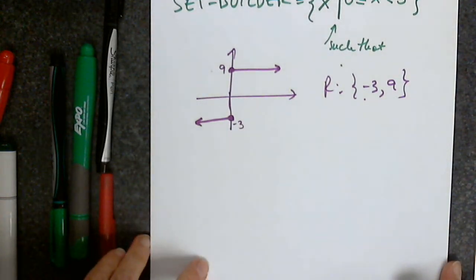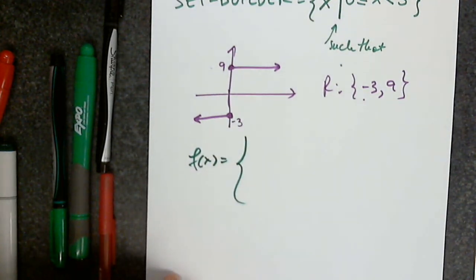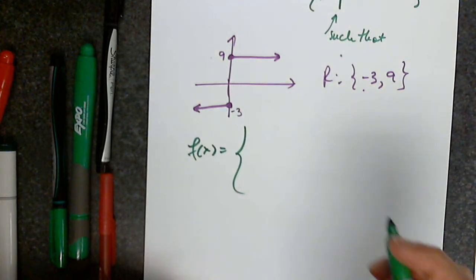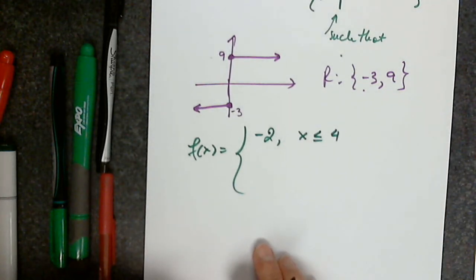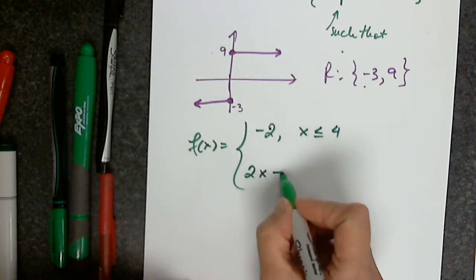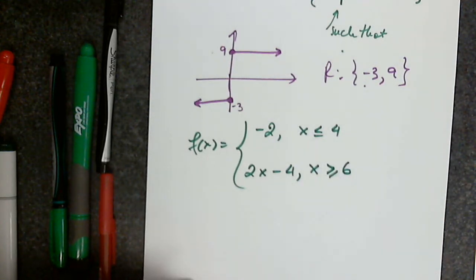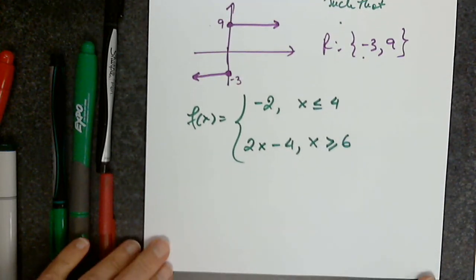Okay, so f of x. Can anyone give us a piecewise defined function? Okay, I'm going to make it up. -2 for x less than or equal to 4, and 2x minus 4 for x greater than or equal to 6. I'm hoping that the next one you will make up for us. Okay? So how do I start?